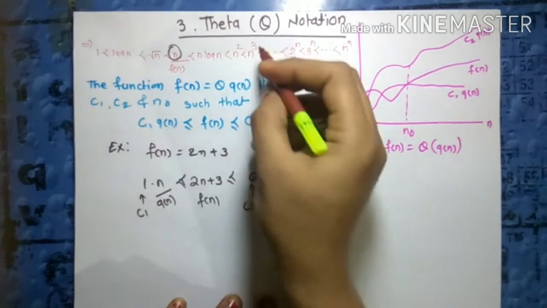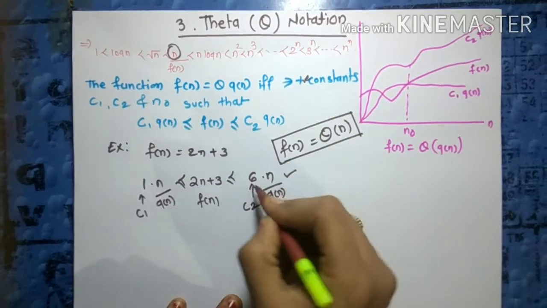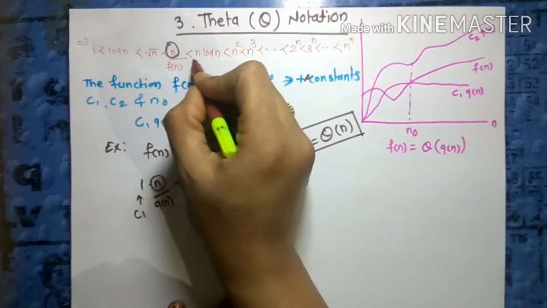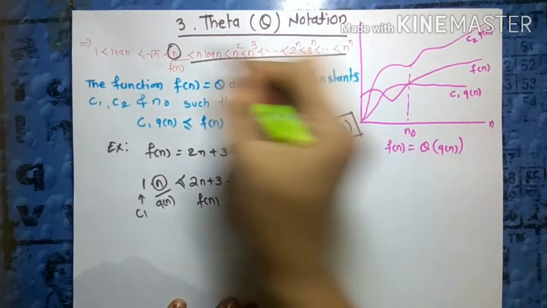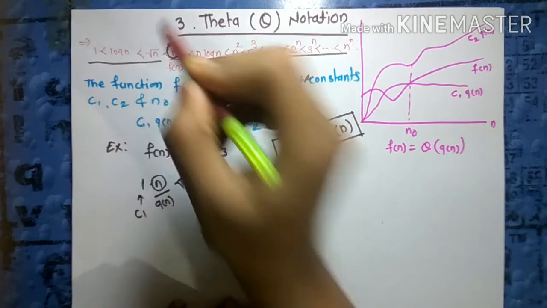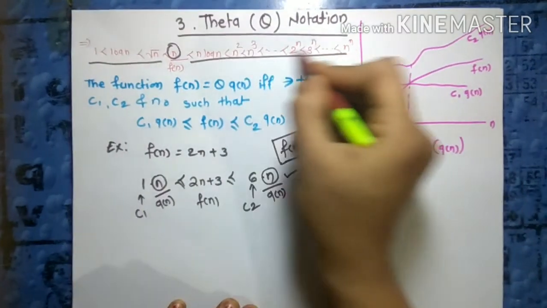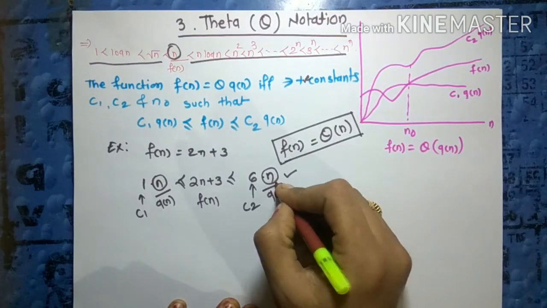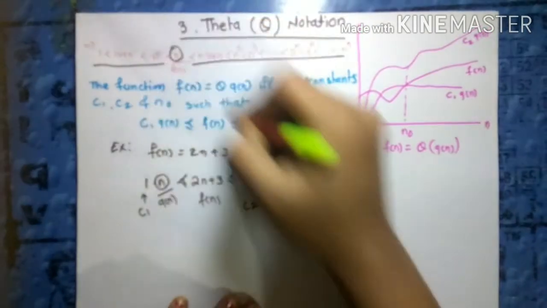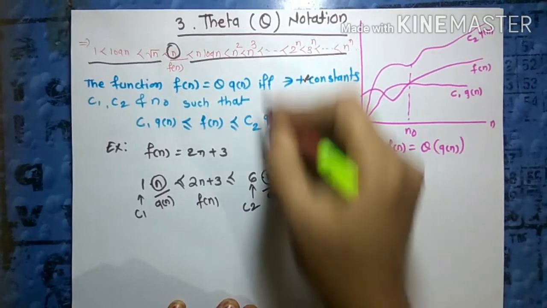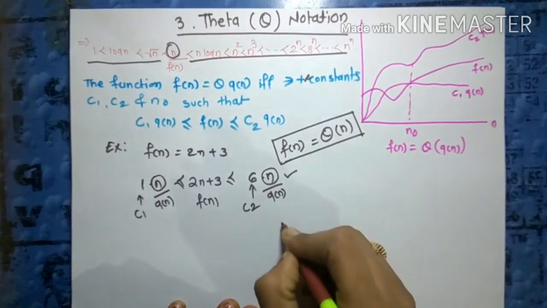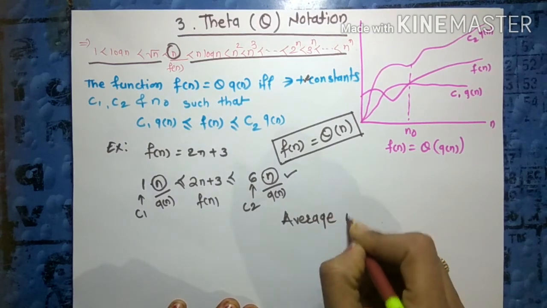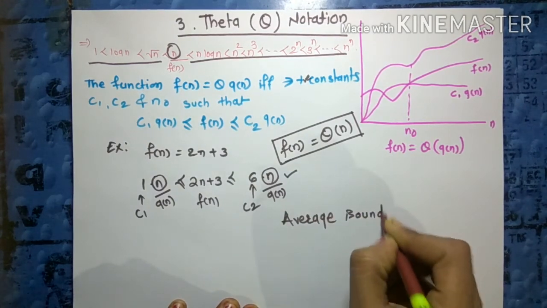We do not require here, in place of n, any upper bound value or any lower bound value, neither the upper bound nor the lower bound. We require g of n here exactly this. Then and only then can we say that this notation is the average bound notation.